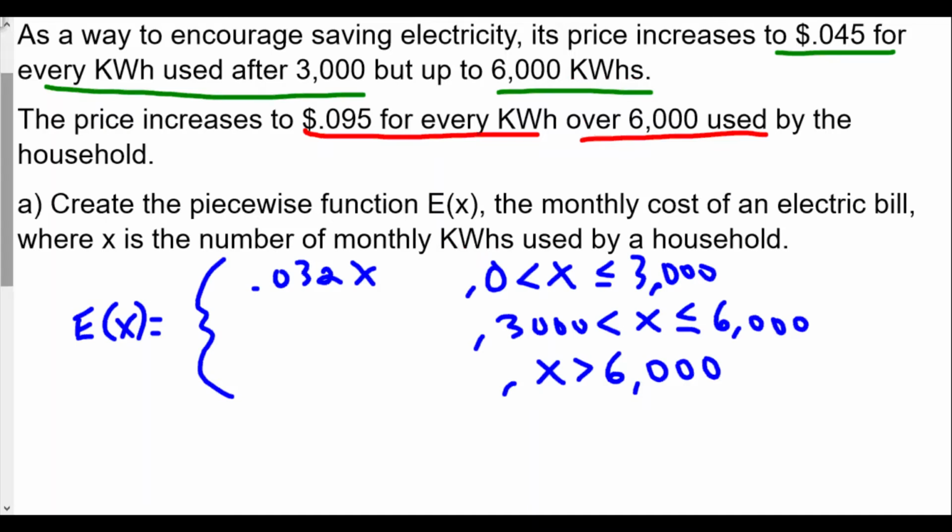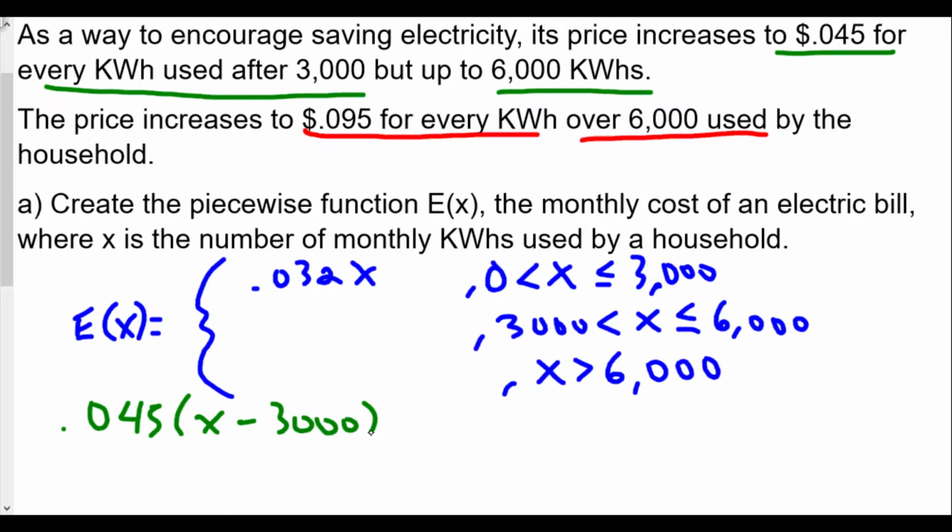Now to get that, we definitely have to say to ourselves, okay, 0.045 multiplying something like this. But if we want values between 3,000 and 6,000, well, it just can't be x, since we know x has to be greater than 3,000. We only want to charge that 0.045 for values greater than 3,000, so we will be multiplying 0.045 by x minus 3,000. X minus 3,000.